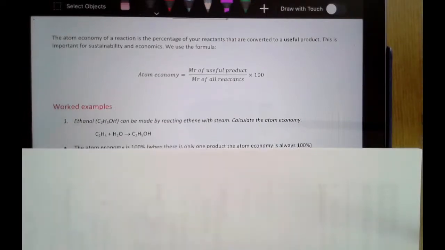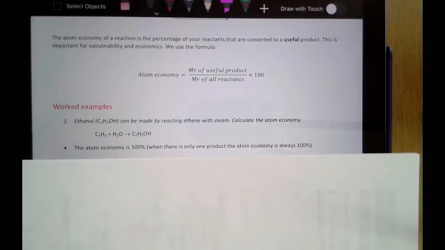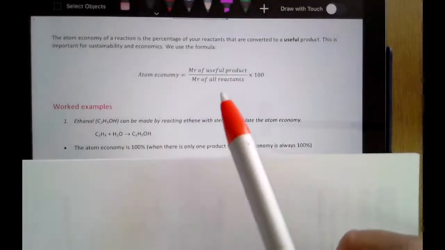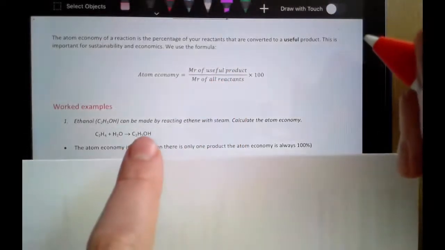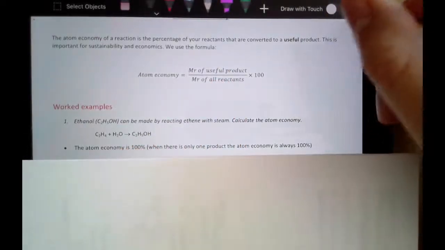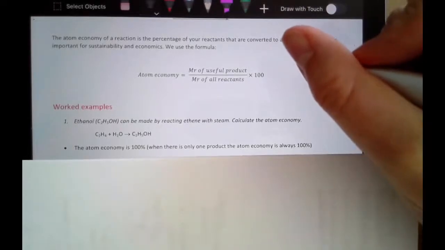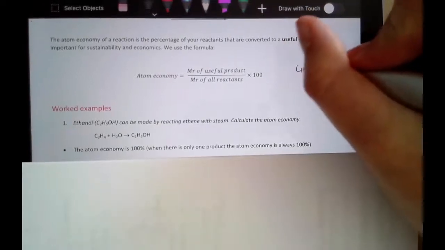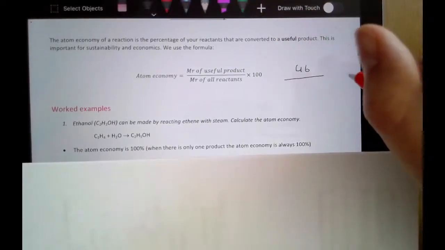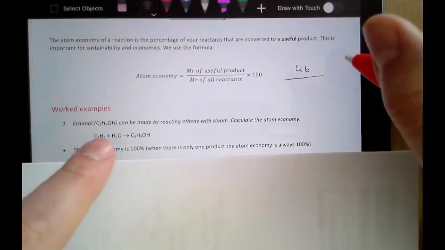And we can work this out, okay? It says here the atom economy is always 100% if you're only making one product. But I can use this formula to show you that. So the formula mass of my useful product is going to be the formula mass of ethanol, which is going to be 12 times 2 plus 5 plus 17, which I'm going to do on my calculator, is going to be 46. That's the formula mass of my useful product, divided by C2H4 plus H2O.